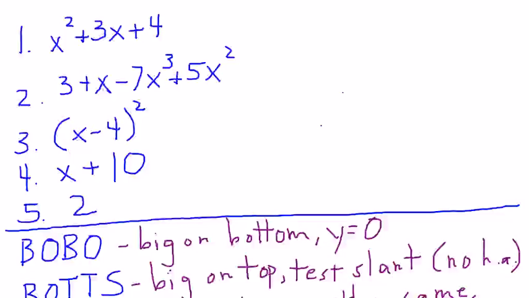This is about finding the horizontal asymptote for rational functions. So whenever you're trying to determine the horizontal asymptote, you have to look at the degree of the numerator and the degree of the denominator. So the degree is basically the biggest exponent on x.